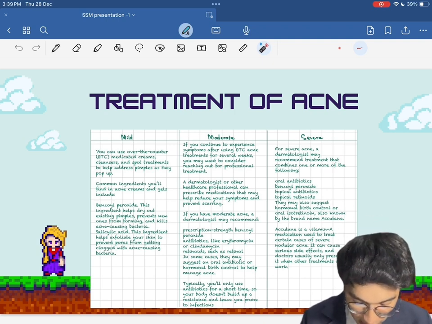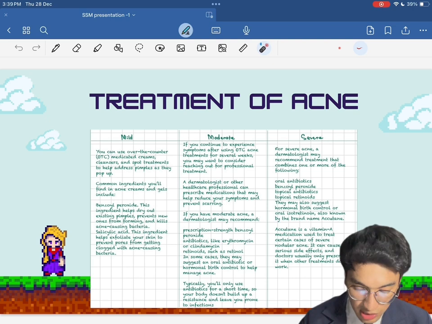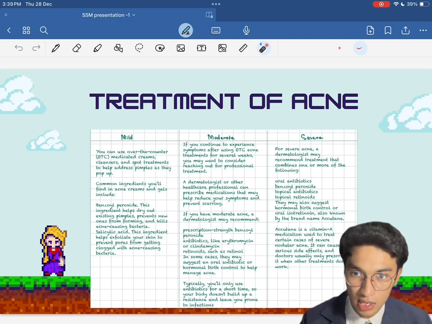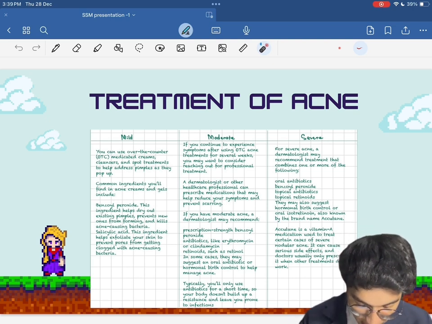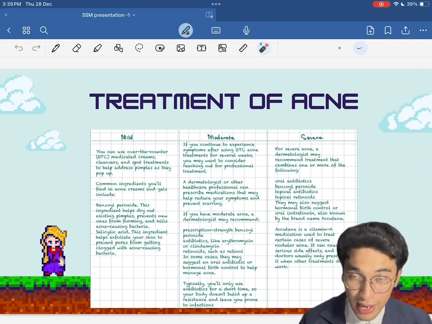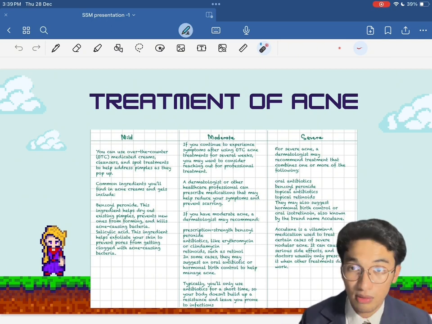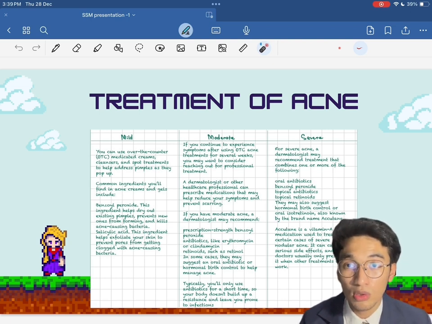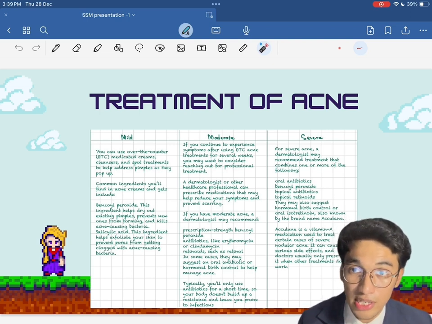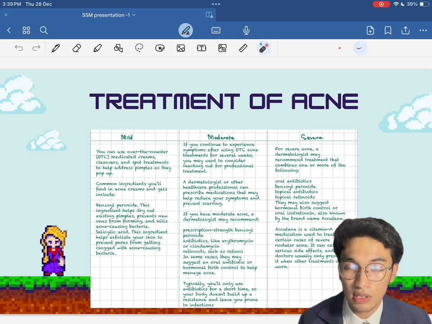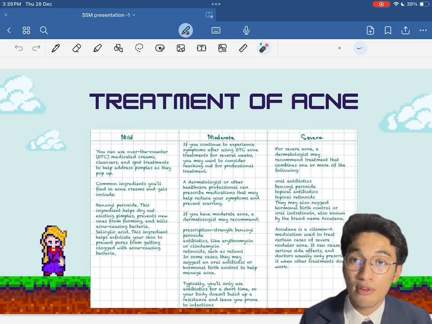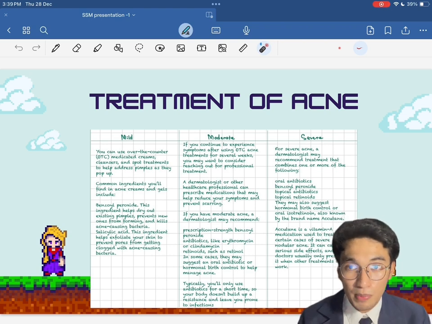Accutane is a vitamin A medication used to treat severe nodular acne. It can cause serious side effects, and doctors usually prescribe it when other treatments don't work. So here, you need a prescription from your dermatologist because it's very dangerous if you overdose or take it by yourself. You need to consult with your dermatologist to make sure the prescription is right for your body.